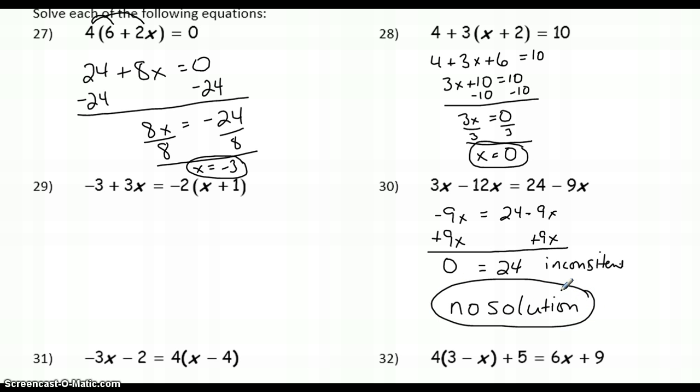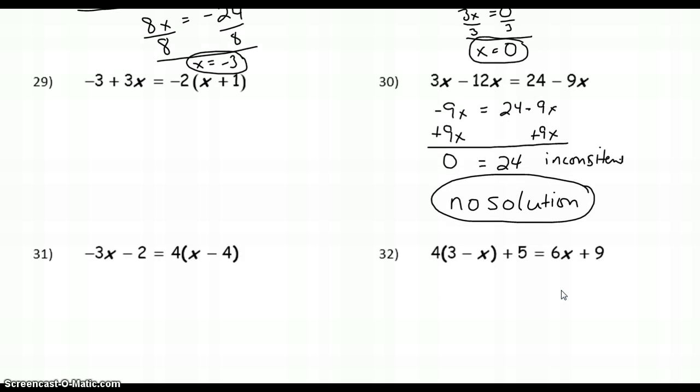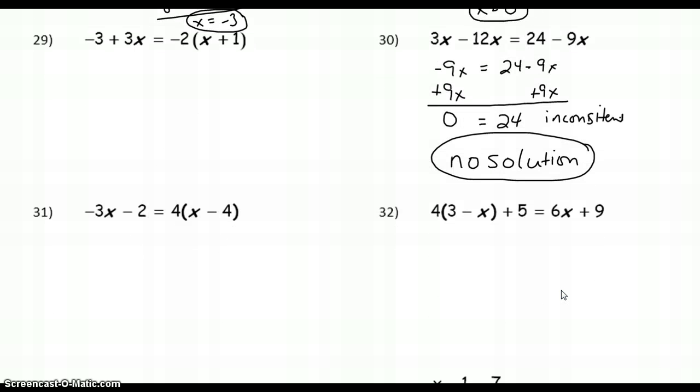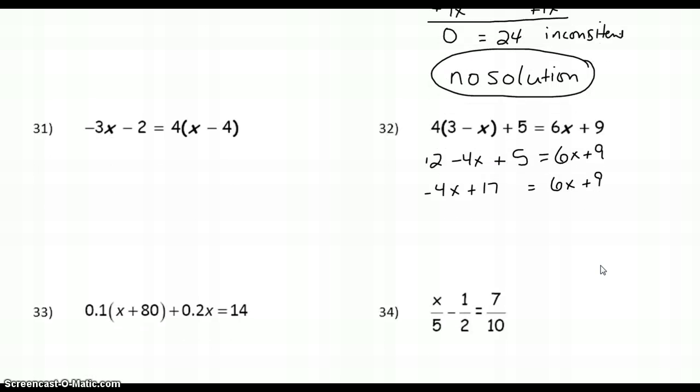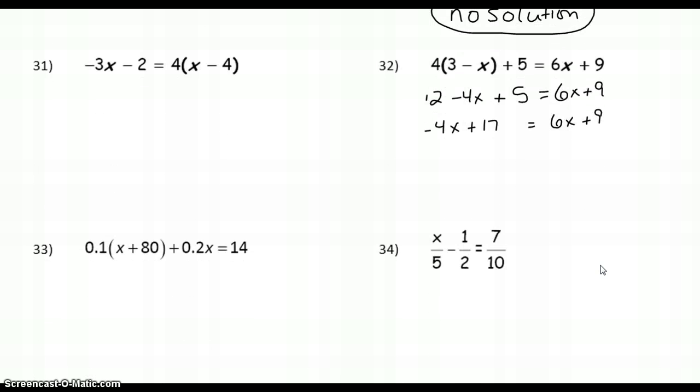Okay. I'm just going to skip around on a couple of these. Let's try another one. I'll pick 32 for example. Let's multiply those together. 12 minus 4x plus 5 equals 6x plus 9. Okay. Combine like terms. So I've got myself a negative 4x plus a 17 equals that 6x plus 9. And again, I want all the x's on the same side. So I'm going to take my negative 4x and I'm going to add it to the other side.